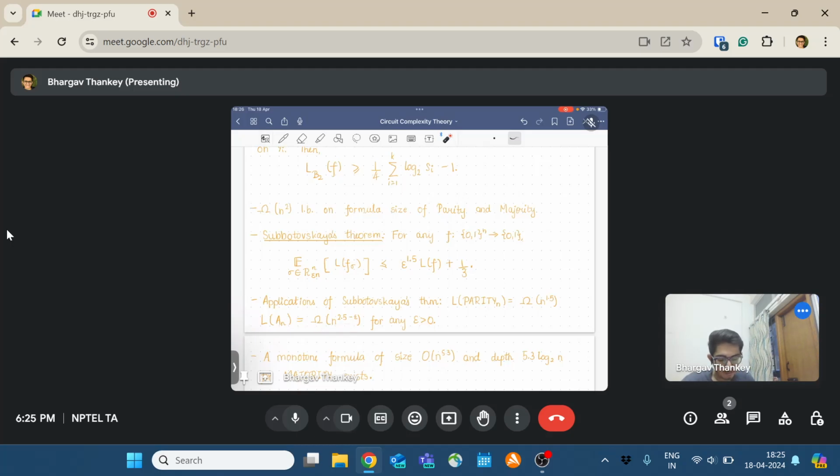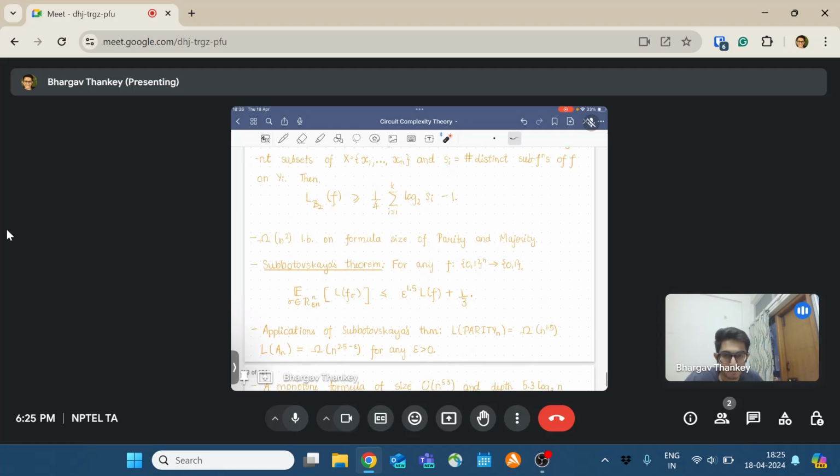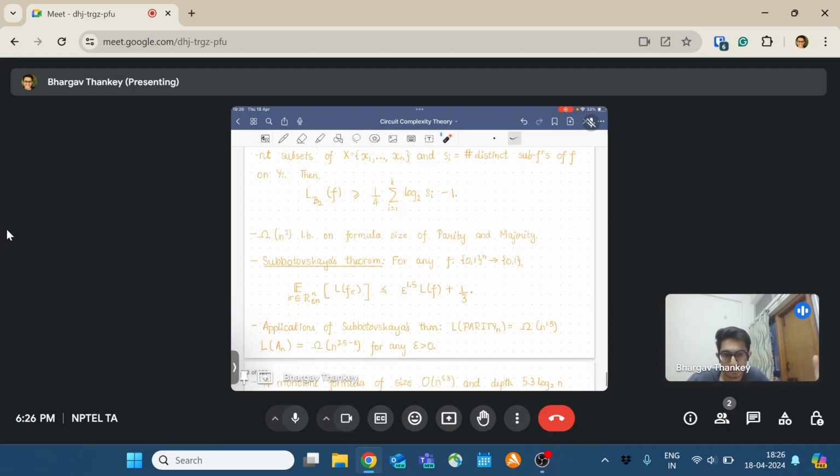So Subbotovskaya's theorem gives us strictly better results than Khrapchenko's theorem and Nechiporuk's theorem, because they cannot give us a lower bound better than omega of n squared. So Khrapchenko's theorem and Nechiporuk's theorem give you the same lower bound for different functions. But Subbotovskaya's theorem gives us a strictly stronger result.